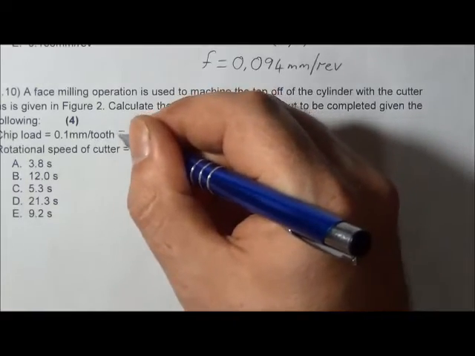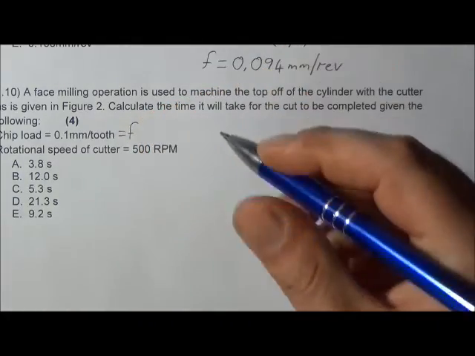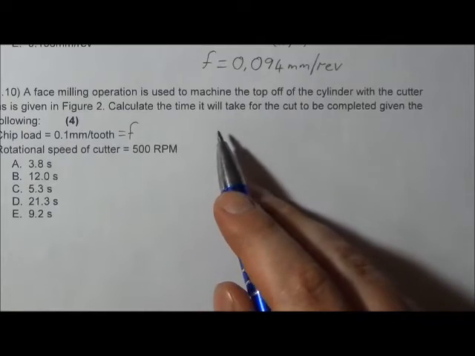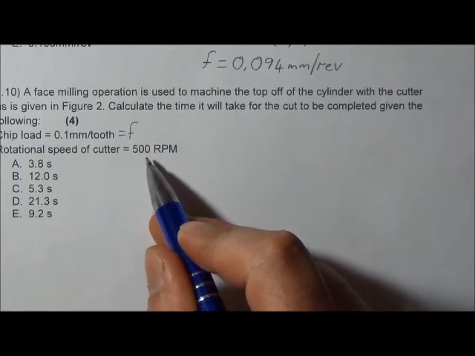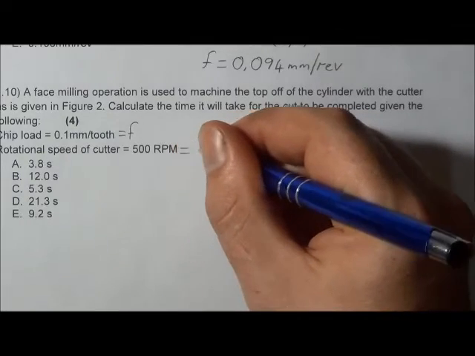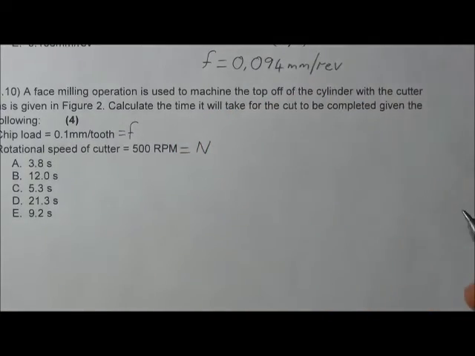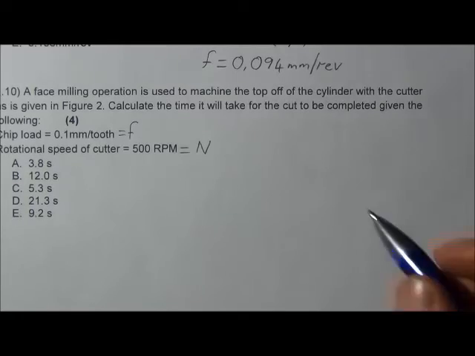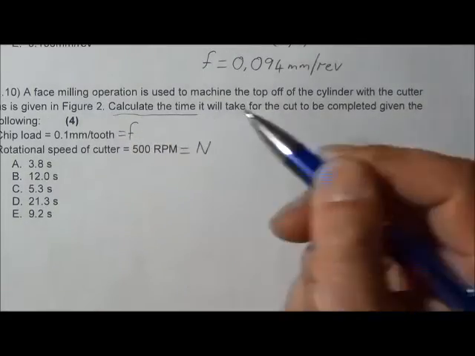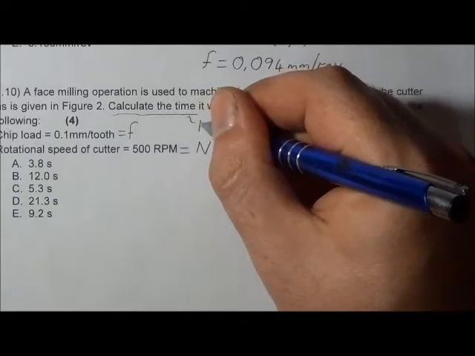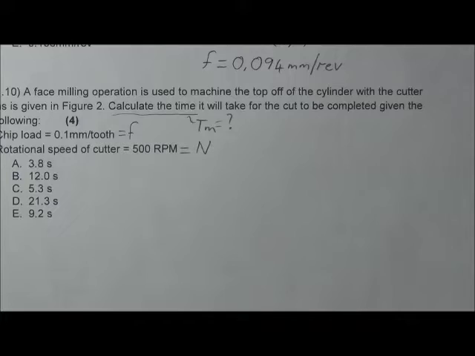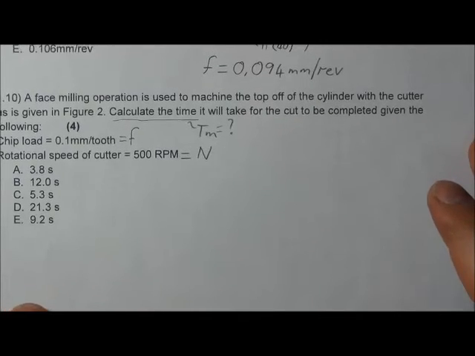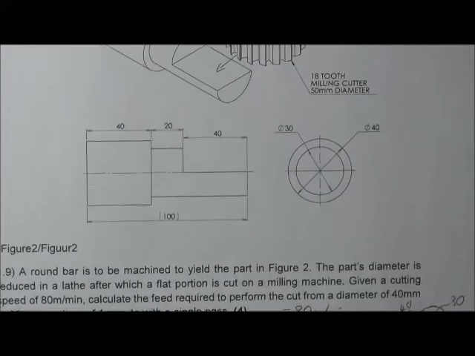So chip load, that is the small f in a milling operation. Rotational speed of the cutter is 500 revolutions per minute. That's equal to n. And we need to calculate the time. Time is unknown. I'm just going to go back to the picture given.